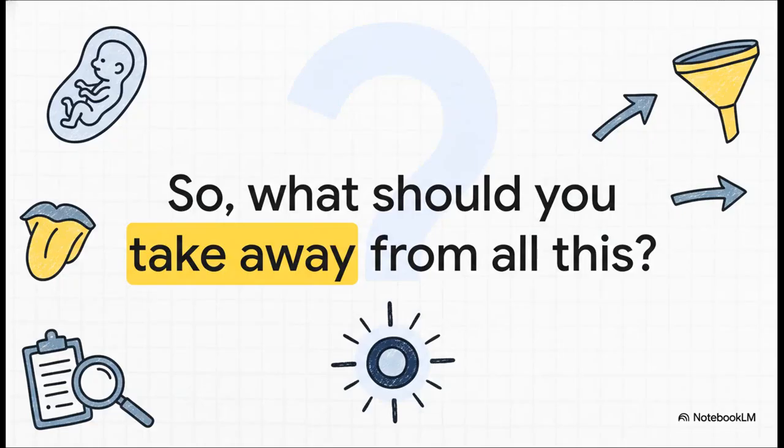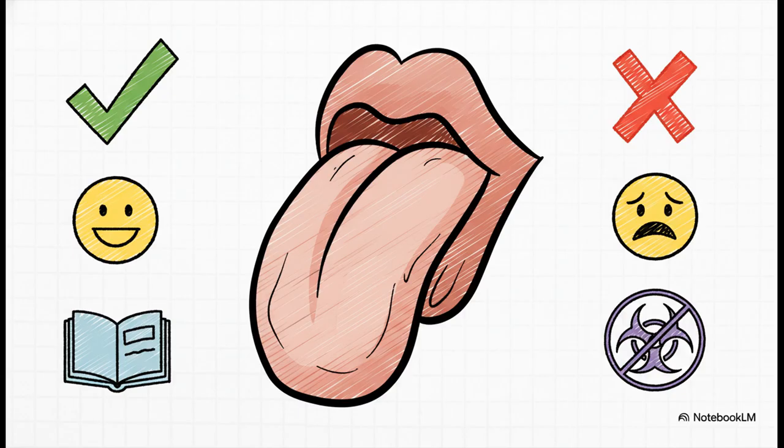So we've gone from the womb to the doctor's office. What's the one big takeaway you should leave with? If you remember just one thing, let it be this. Median rhomboid glossitis is not a disease. It's not something to worry about. It's a common, completely harmless little quirk left over from how you were made. It's a story, not a symptom.